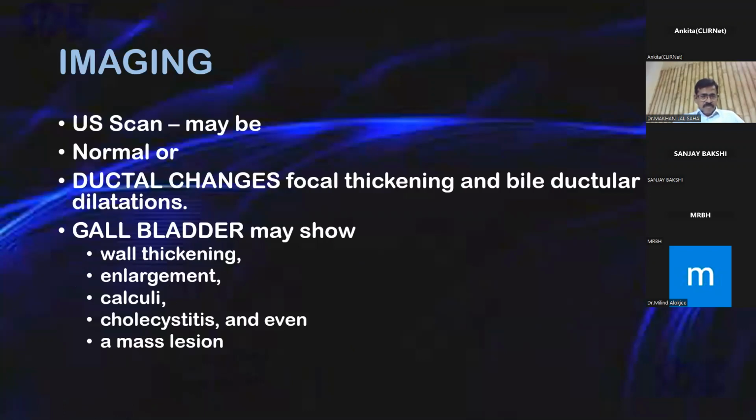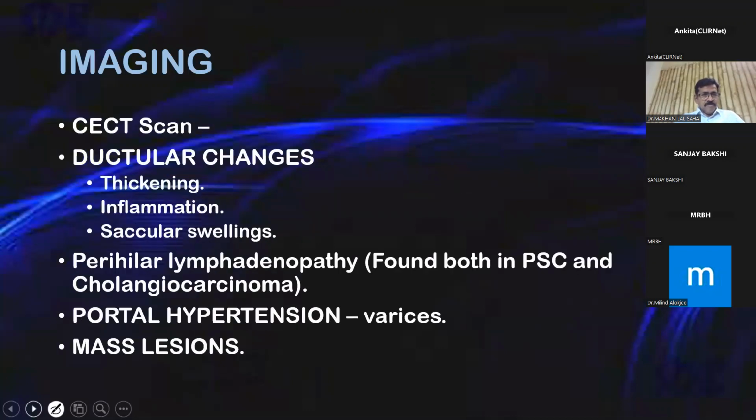Imaging may be normal, or show ductal changes. In the gallbladder, and this is why I'm trying to point it out, you may have wall thickening, enlargement, calculi, cholecystitis, may even have a mass lesion. So remember that one of the etiological factors for gallbladder cancer is the existence of primary sclerosing cholangitis, particularly where the patient has ulcerative colitis. And this is what you find on a CECT: ductular changes, thickening, inflammation, saccular swellings, perihilar lymphadenopathy.